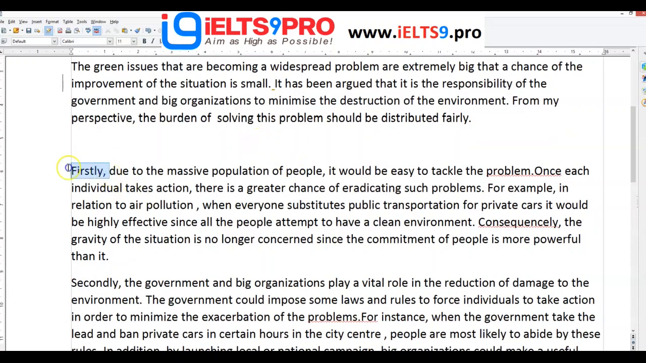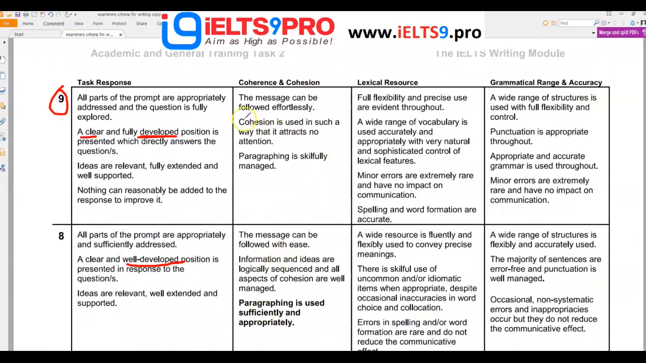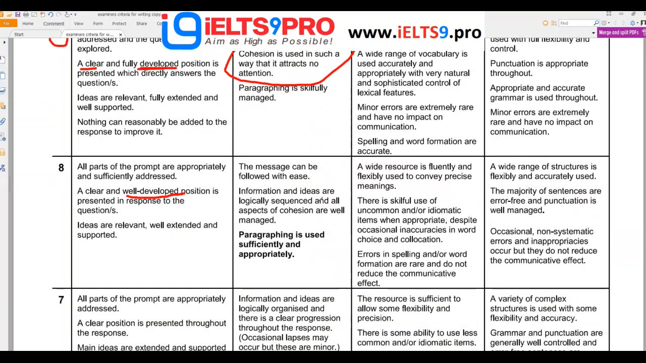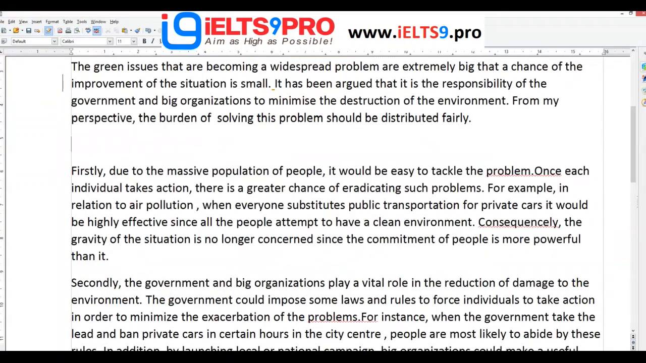Firstly, now you don't need to use these markers. You don't need to use one with one hand or the other hand. Firstly, or secondly, the cohesion and coherence part says attracts no attention. Well, if you're saying firstly, secondly, thirdly, then obviously that's attracting attention. You don't need it. You could simply say, due to a massive population of people, and obviously population is of people, so you don't really need to phrase it in that way. It would be easier to tackle the problem.